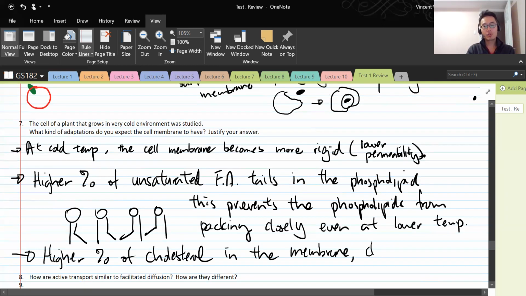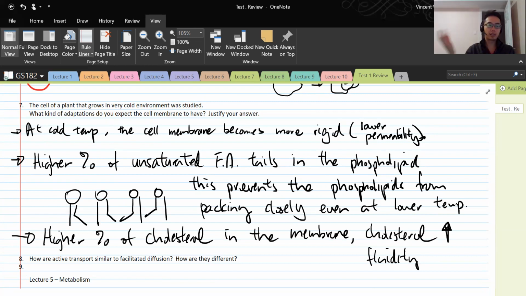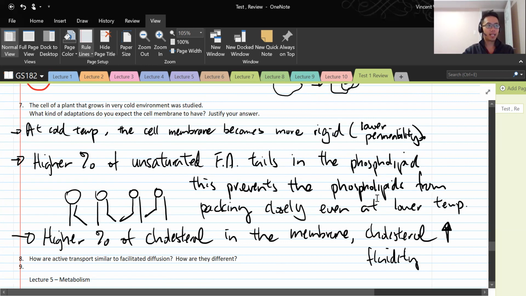Okay, remember cholesterol increases fluidity. Okay. Now, conversely, if you compare this with a plant that grows in the desert, it will be completely opposite. You would expect to have less cholesterol. You would expect to have more saturated fatty acid. Okay, so I hope that makes sense. Please remember that.